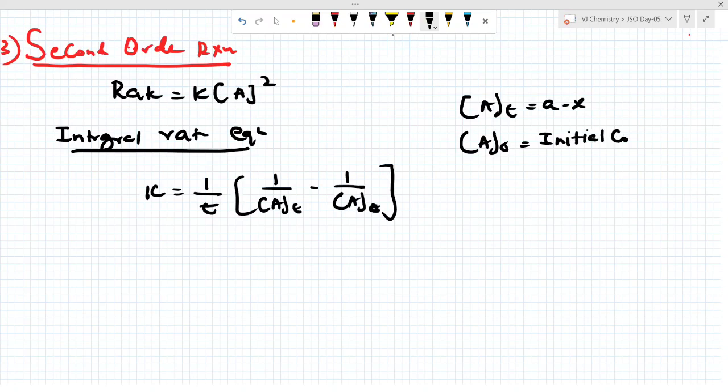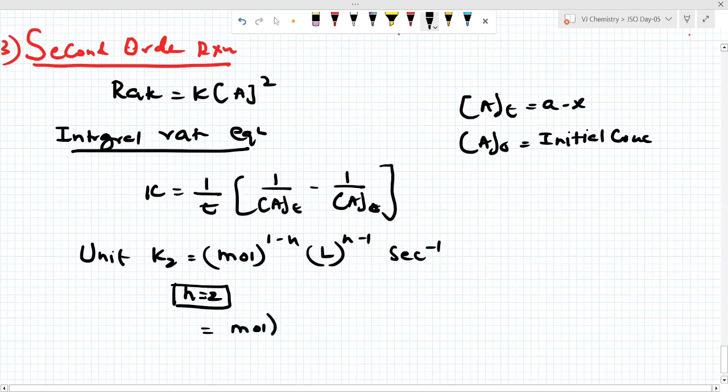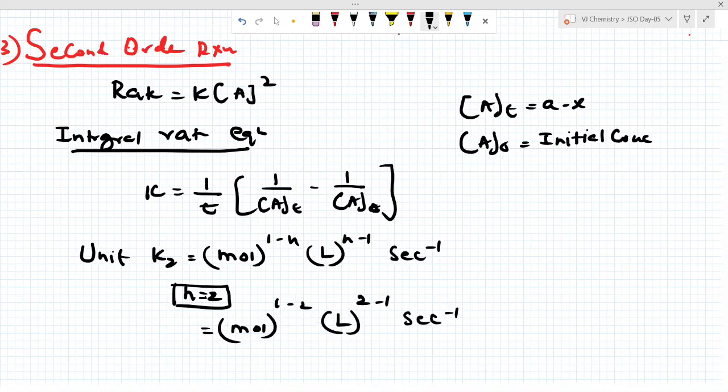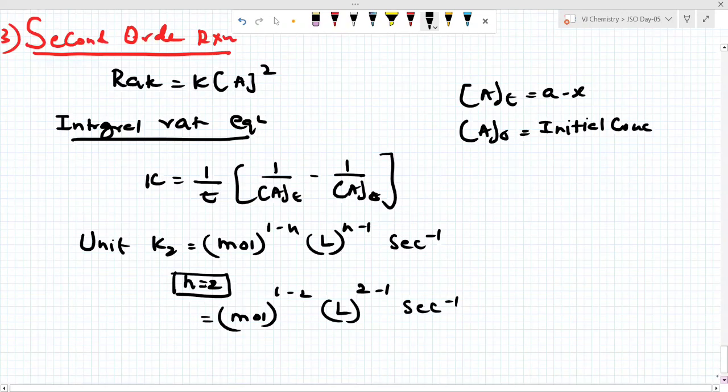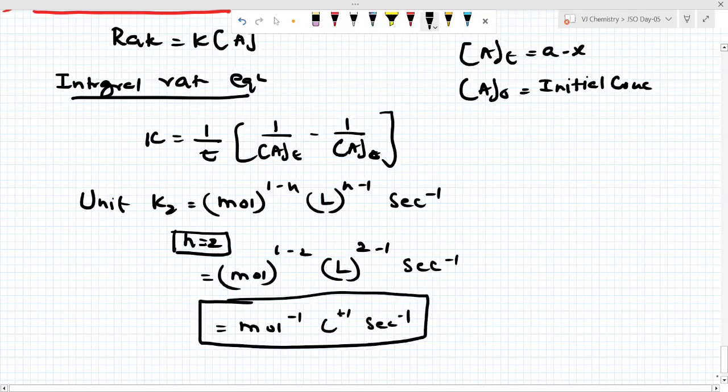Now what is the unit of rate constant, K2? The formula is mole to the power 1 minus n, liter to the power n minus 1, second inverse. Now put n equal to 2: mole to the power 1 minus 2, liter to the power 2 minus 1, second inverse. The final unit is mole minus 1 liter plus 1 second inverse. This is the unit of the second order rate constant.